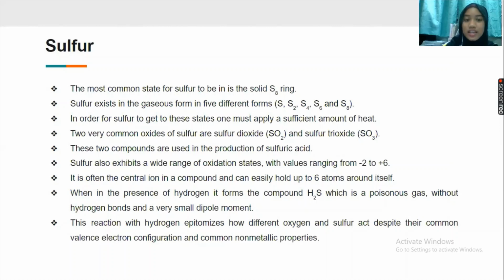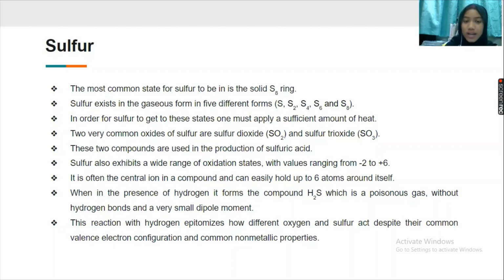Sulfur exists in the gaseous form in 5 different forms: monosulfur, disulfur, tetrasulfur, hexasulfur, and octasulfur. In order for sulfur to get to these states, one must apply a sufficient amount of heat. Two very common oxides of sulfur are sulfur dioxide, SO2, and sulfur trioxide, SO3. These two compounds are used in the production of sulfuric acid.